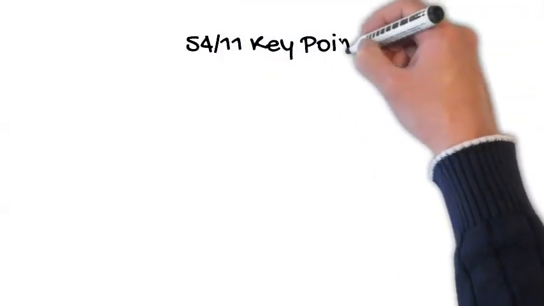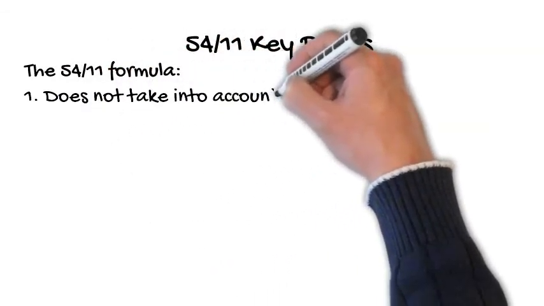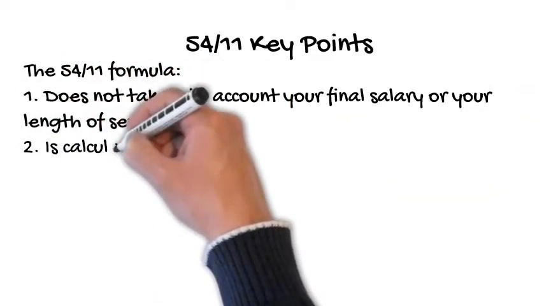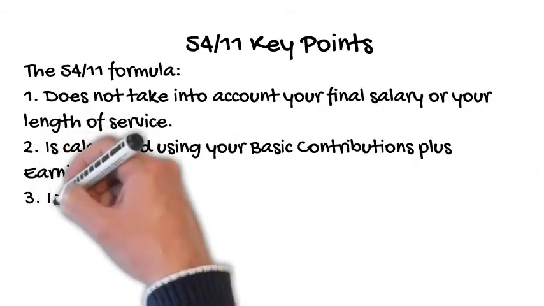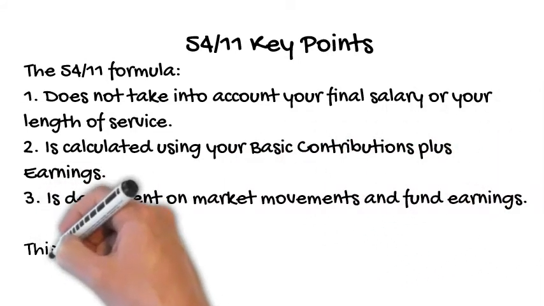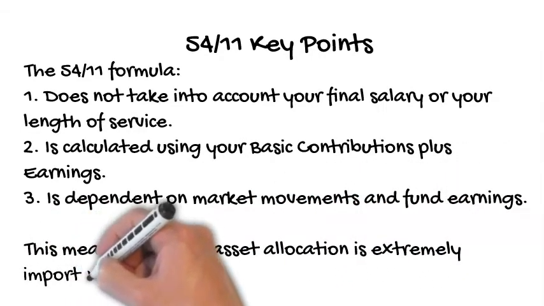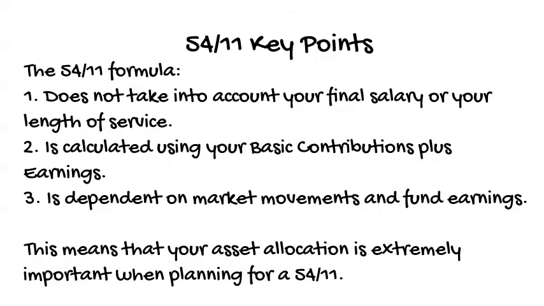Okay, let's look at the key points for 5411. First of all, 5411 does not consider at all your superannuation salary. It also does not consider at all your length of service and how long you've been in your job. It is looking purely at your basic contributions plus earnings and your age factor at retirement. So I can't really stress this enough. It ignores entirely your salary and how long you have been working in your role. It is literally just those basic contributions, so not supplementary, basic contributions plus earnings, multiplied by 2.5, and then multiplied by a factor based on your age at claim.